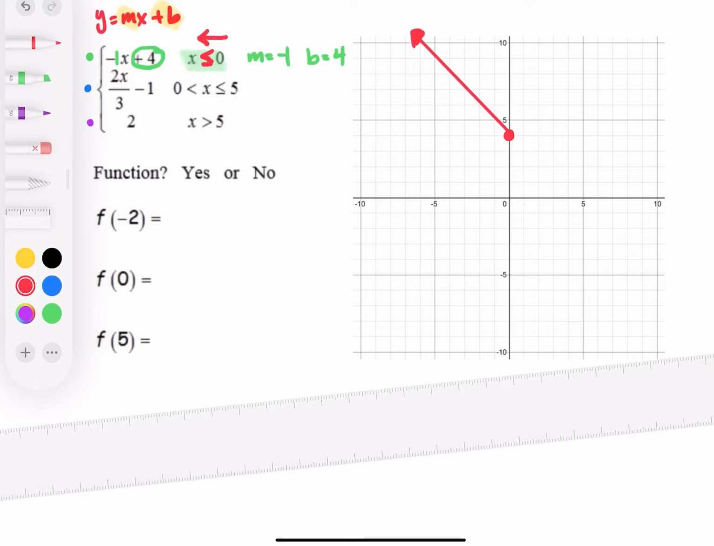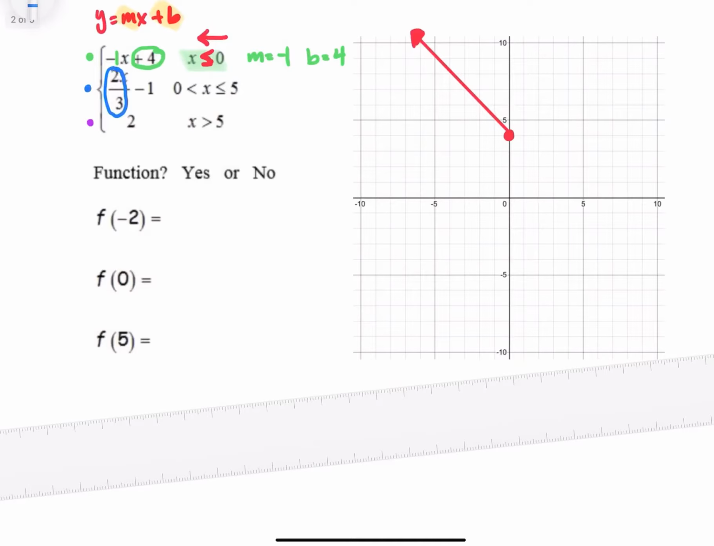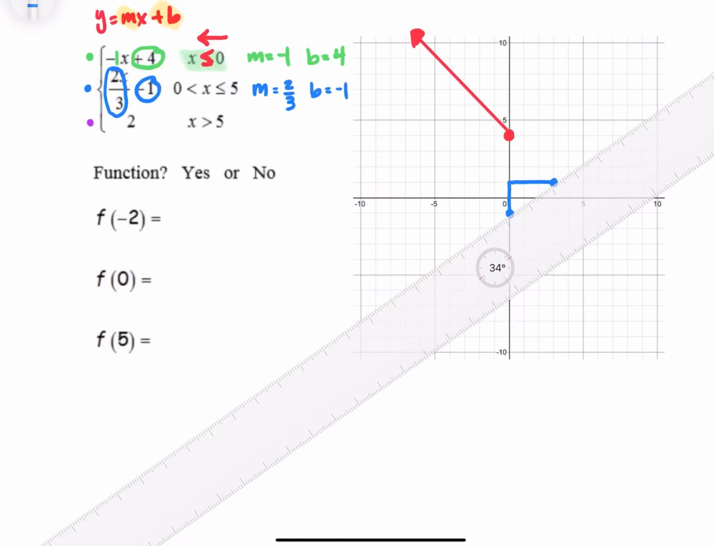The second one is 2x over 3. Now that 2 over 3 is your slope. So our slope is 2/3. And the y-intercept is -1. So I'm going to go ahead and graph that point. I'm going to start off with our y-intercept at -1. And since the slope is 2/3, I'm going to go up 2 and over 3. That's this point over here. And I'll go ahead and take my straight edge and draw my straight line.